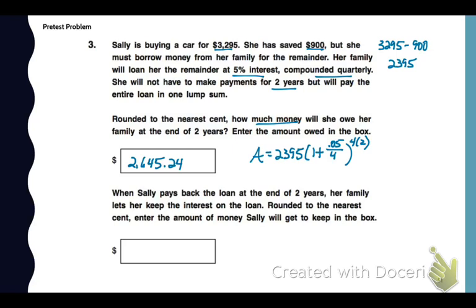$2,645.24. Now, when Sally pays back her loan, her family is going to let her keep the interest. So I'm going to take that amount and subtract it from her loan amount, which was $2,395. So that $250.24 is the amount that she will get to keep. Again, notice how I didn't put a dollar sign in because I saw the label at the beginning of the box.